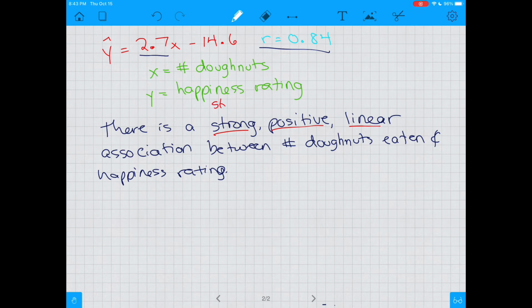So pretty much, you notice we would say there is a fill in the blanks of strength, direction, form. So fill in your blanks when you say there is a, fill in those three things. And then we insert our X and our Y variables here to give the problem context, right? So when I say this, I get the context point.